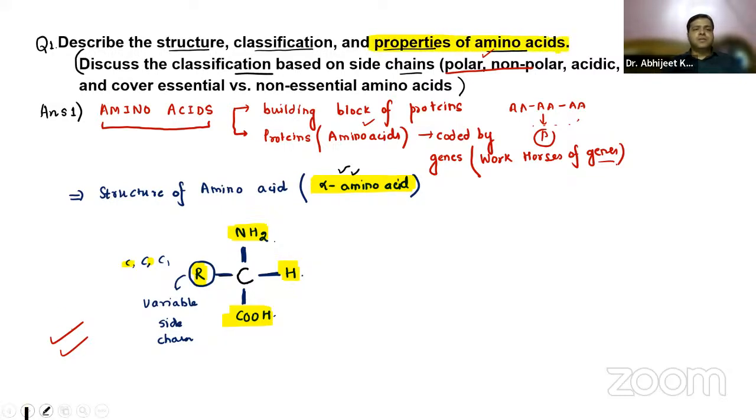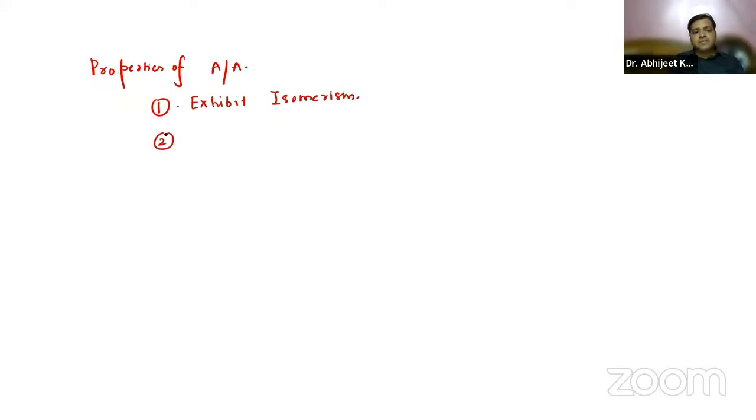Now let us focus on one slide. What are the different properties of amino acids? The very first thing is that they exhibit isomerism. Secondly, they exist in different charged states. Third, they have buffering action.